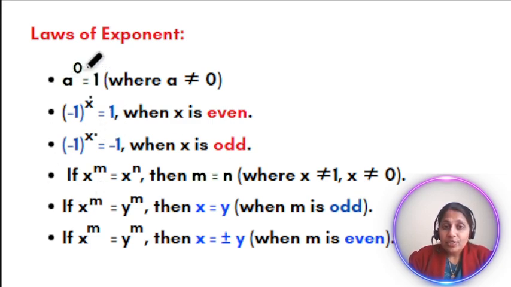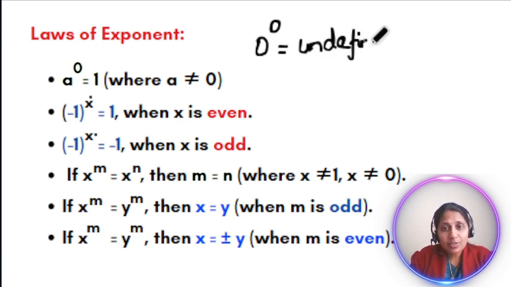A to the power of 0 is equal to 1. That means any number raised to the power 0 is 1 except 0, because 0 to the power 0 means nothing raised to the power nothing, which gives you an undefined answer. So except this, any number raised to the power 0 gives you the answer 1.